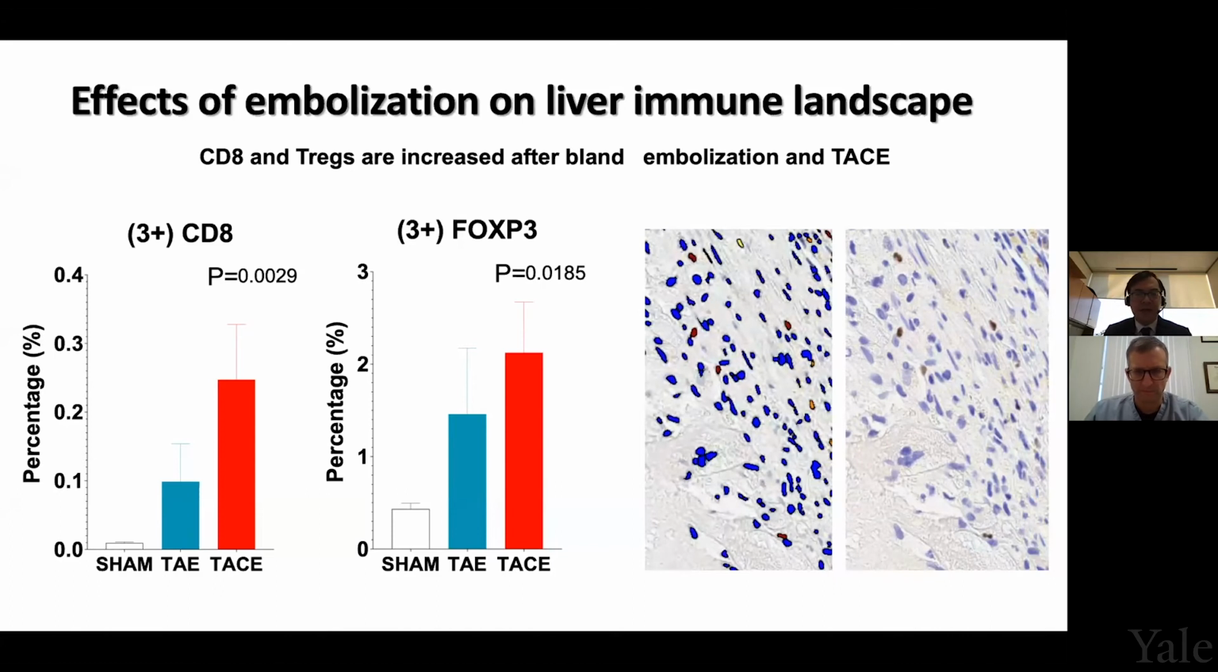And a similar thing can be said about these FOXP3 positive Treg cells. These are immune suppressive cells, T cells that tend to shelter the tumor cells from immunity. But we do see an increase. We do see a slightly greater increase after chemoembolization compared to bland embolization. But again, very small numbers, probably not playing a dramatic role in the outcome.